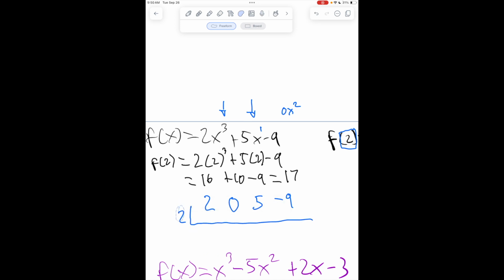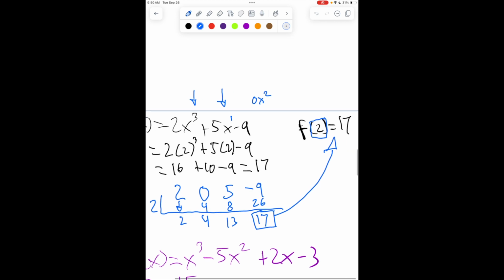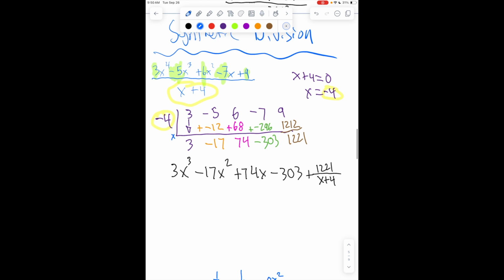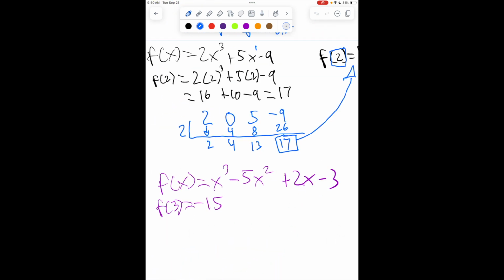Going through my technique, I bring this down. 2 times 2 is 4. So 4 goes here. 0 plus 4 is 4. 4 times 2 is 8. 5 plus 8 is 13. 13 times 2 is 26. And -9 plus 26 equals 17, which, if we look over here, is exactly the same thing. So we can use the synthetic division idea to evaluate certain polynomials.